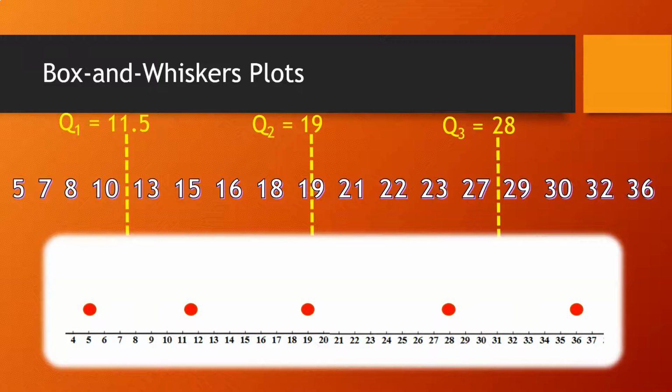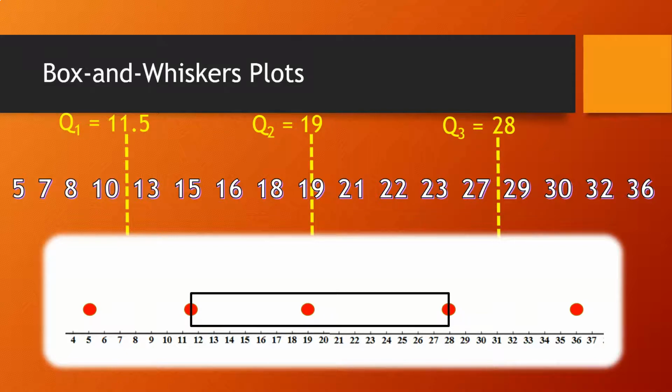The box in a box and whisker plot defines the middle half of the data, in this case from 11.5 to 28. We anchor the median, or Q sub 2, to the box with a line segment. We also anchor the smallest value and the largest value to the box with the whiskers of a box and whiskers plot.